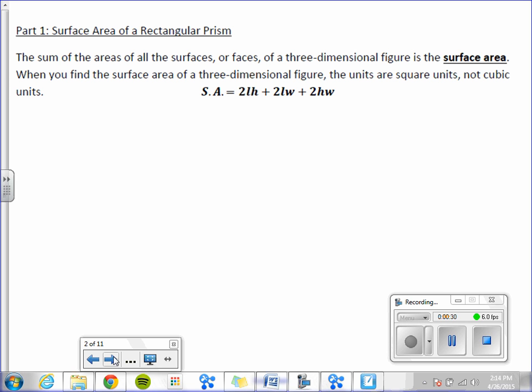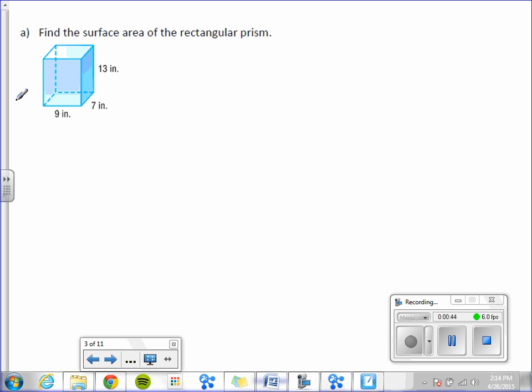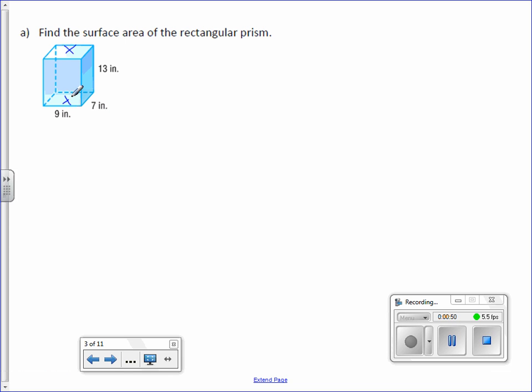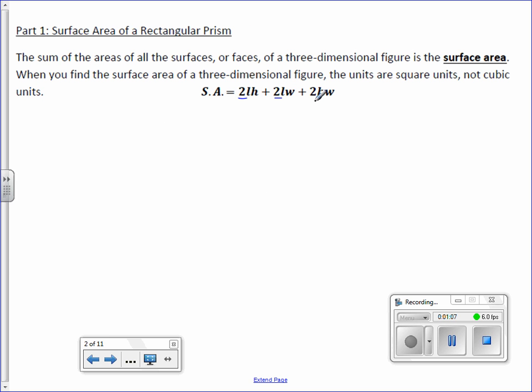The first part is focusing on the rectangular prism. The surface area formula is 2 times the length times the height, plus 2 times the length times the width, plus 2 times the height times the width. If you look at a rectangular prism, it's the same on the top as it is the bottom. It's the same on the left face and right face. And it's the same on the front and the back face. So that's where the 2's come into play, because there are 2 of each face.